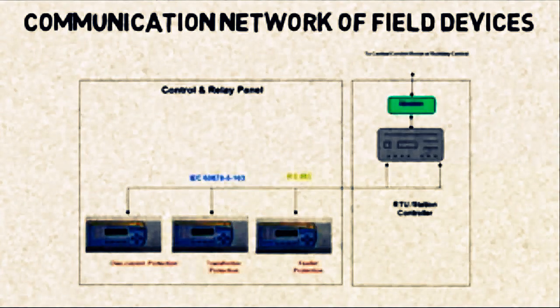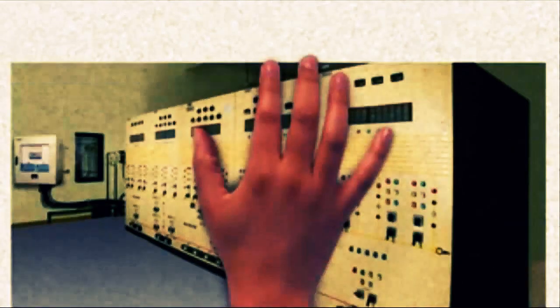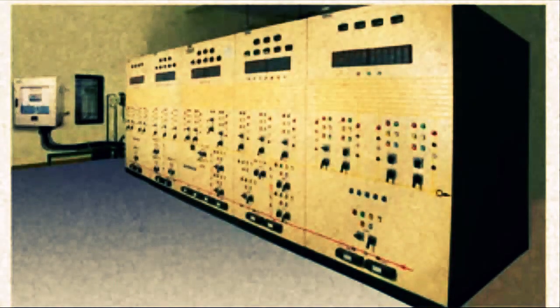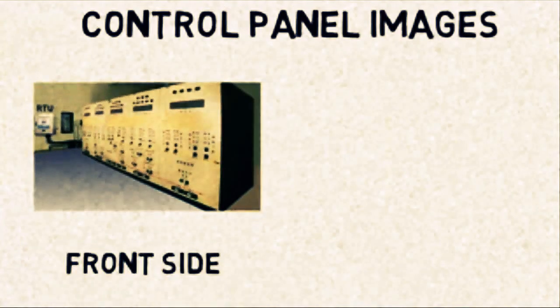Now let us have a look at the control panel images which is situated at Bombay Central. This is the front side of the control panel and over there is the remote telemetry unit which is situated. And this is the back side of the control panel.